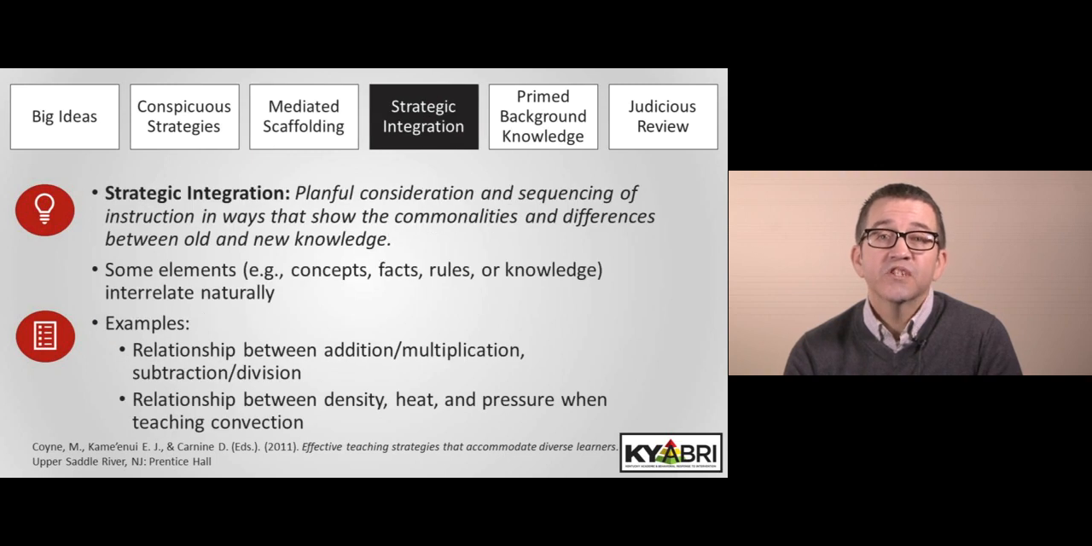The fourth principle, strategic integration, involves the systematic sequencing of instruction to show relationships between old and new knowledge. It is the idea that some elements interrelate naturally, and combining them will lead to a new and complex knowledge. Examples of strategic integration would include integrating the relationship between addition and multiplication, or subtraction and division in math, or integrating the concept of density, heat, and pressure when teaching convection in earth science.